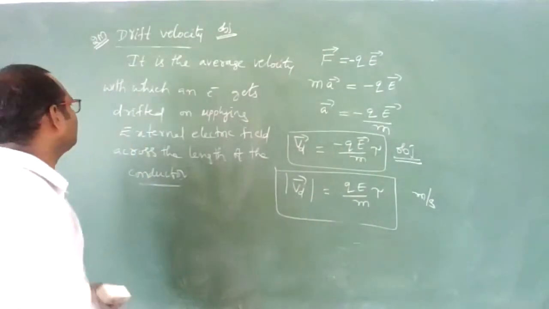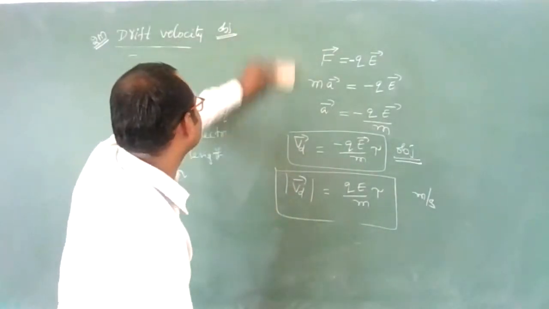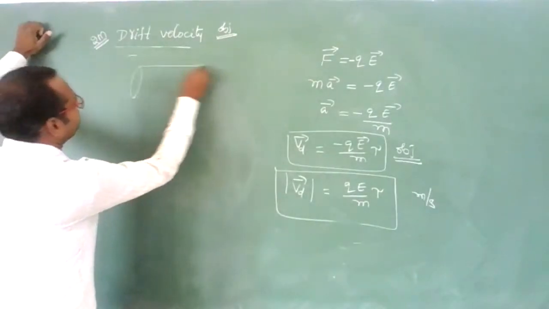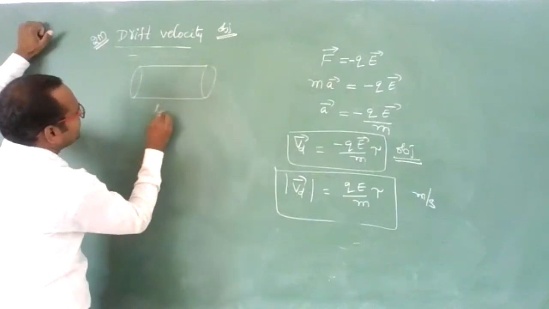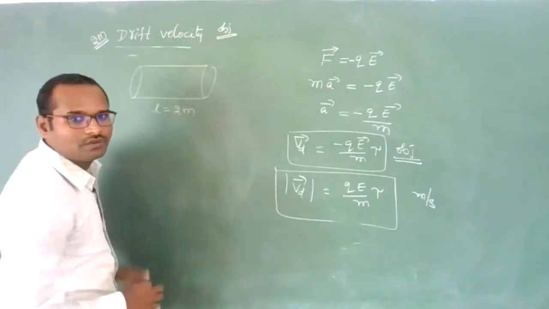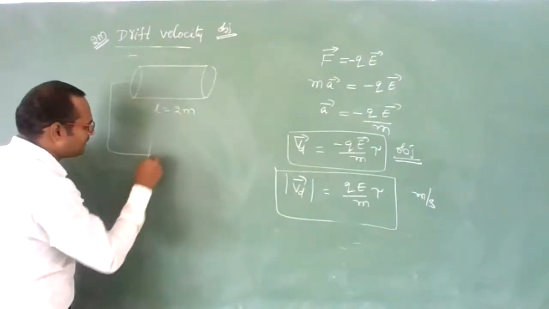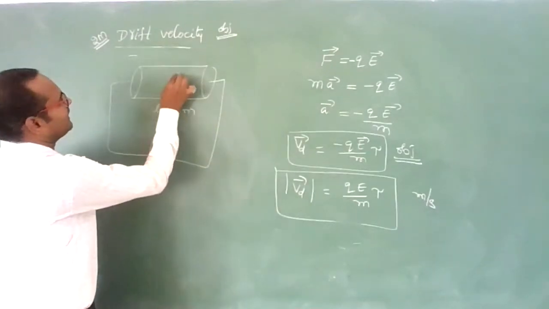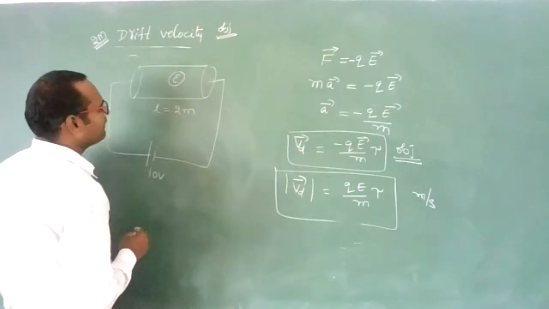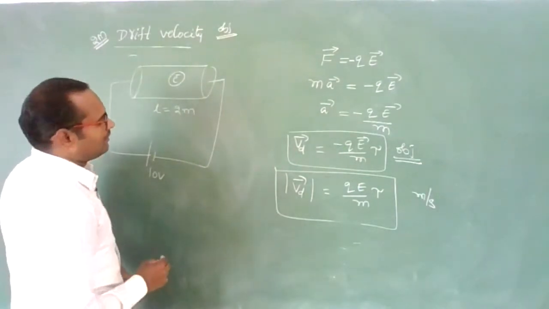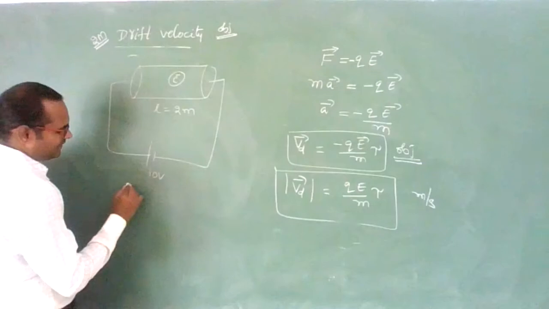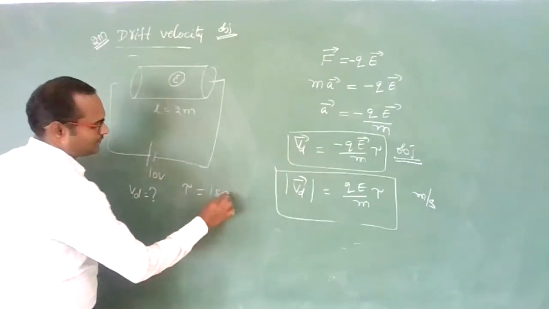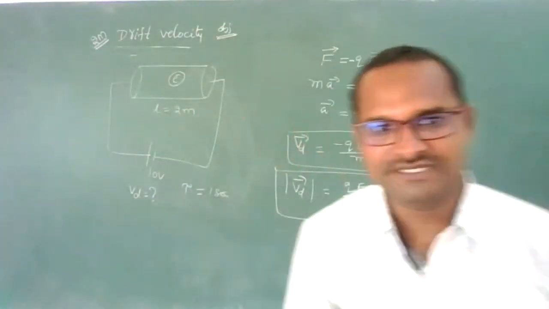Let us take one simple example. Students, let us suppose there is one conductor whose length is, let us suppose, 2 meters. And a battery is connected to it. Let us suppose a 10 volt battery is connected. Now here there is one electron. What will be the drift velocity of that electron if the relaxation time is, let us suppose, 1 second? Then what will be the drift velocity?